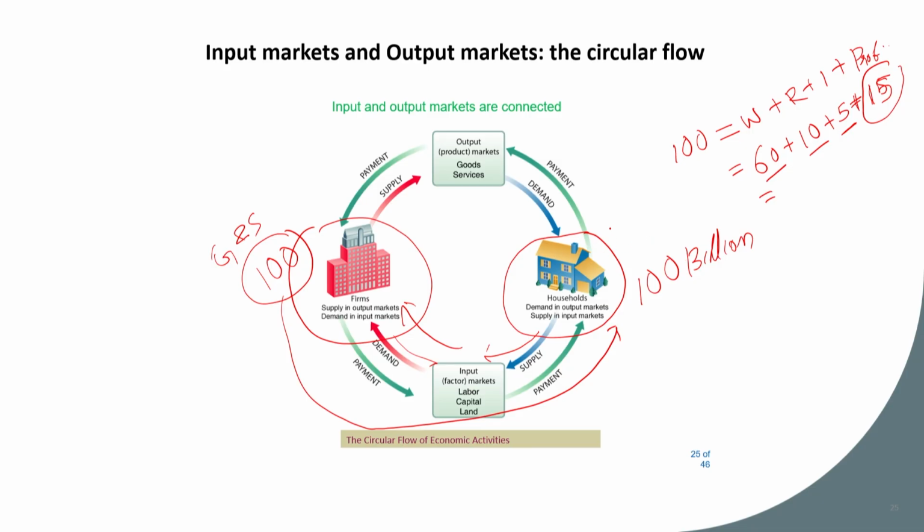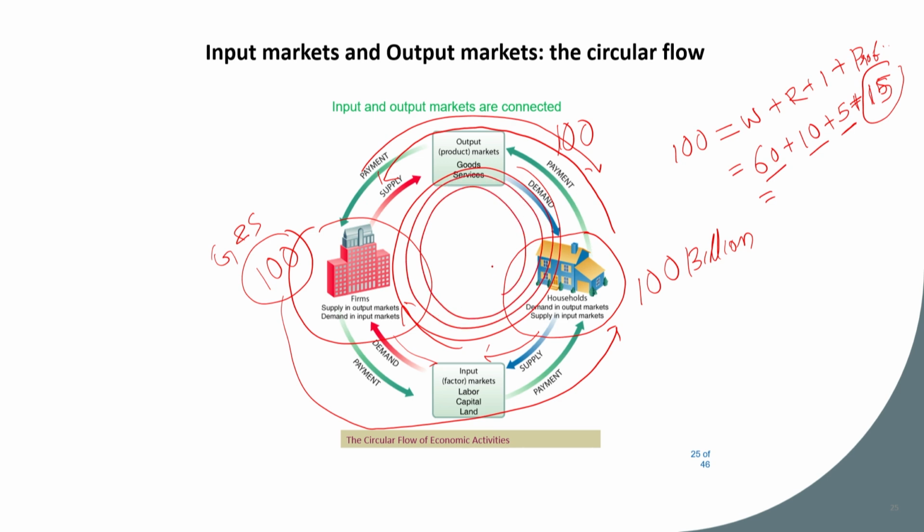Then what will this household do? The household will use this for buying goods and services from the goods market that is produced by the firm. So that means this $100 billion will go to firms again, and in return they will get goods and services. In that way, this circular flow will keep on moving further and further. So this is an automatic process. We don't need any external intervention here, because households are the owners of the factors of production and firms are the producers of goods and services.